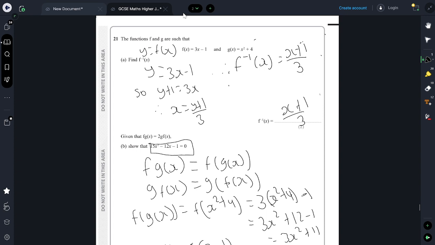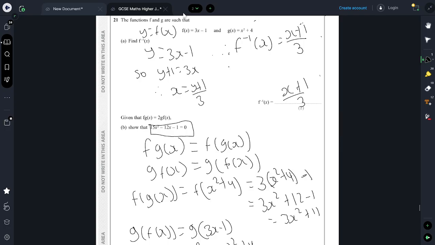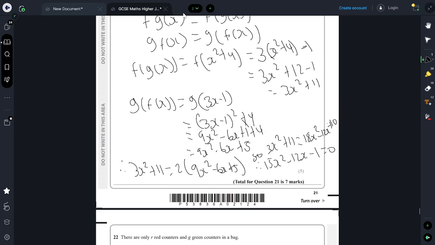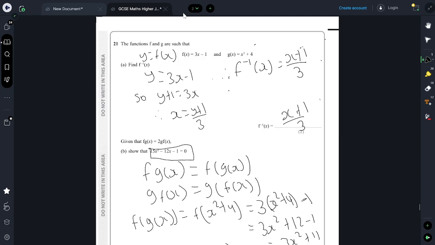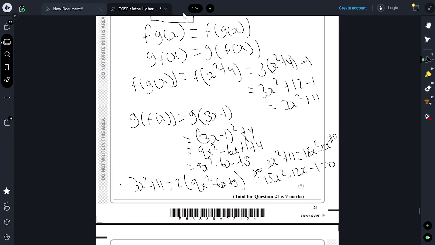You should know what to substitute or where to substitute into. g of x is this whole thing here. So just substitute it into the brackets and stuff like that. That's what it means. I don't think the maths here is particularly hard. You've just got to understand how functions work, which hopefully you should have practiced by now. This is again a very standardish question. Not too bad at all.